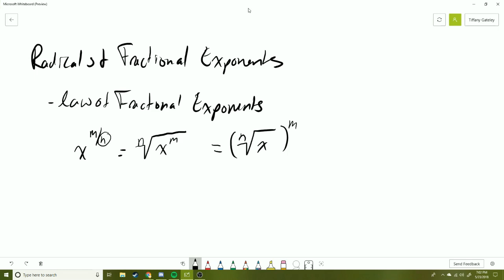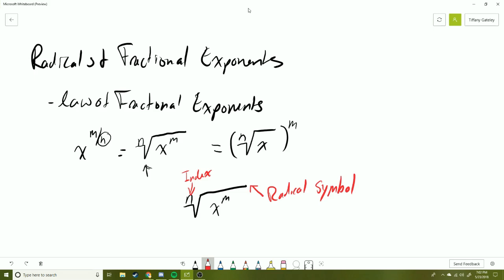Now we're going to talk about this, which is called a radical statement, and then we're going to talk about the parts of a radical. So if you have a radical with n, radical sign, x to the m, the n right here is called your index. The root sign is your radical symbol. It's also called, like, your square root sign, but that is inaccurate. It's just your radical symbol. And inside, your number here is your radicand.